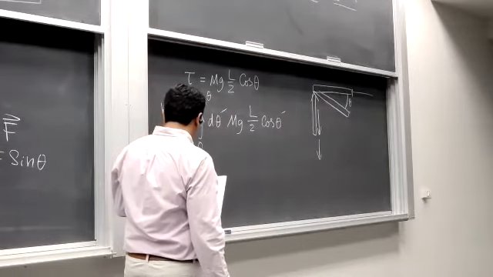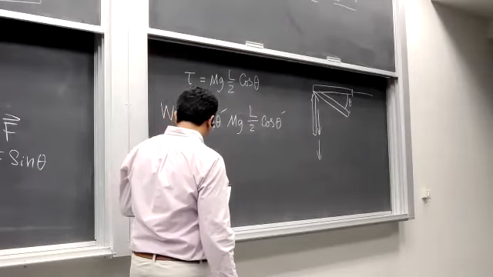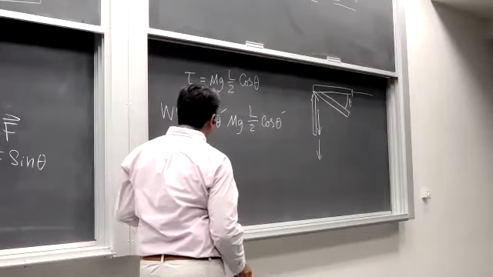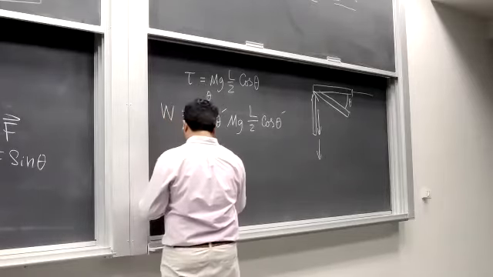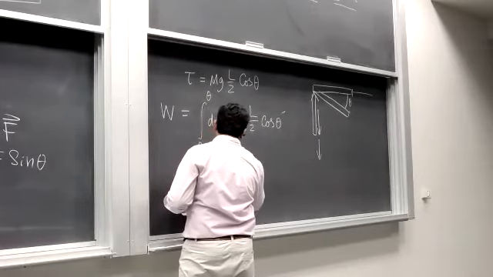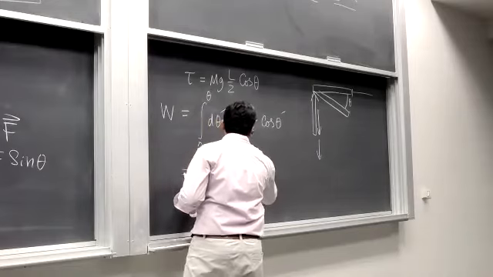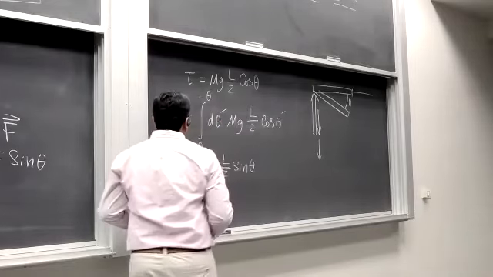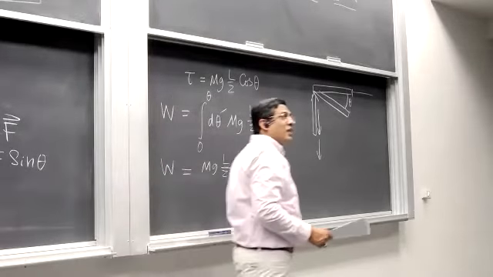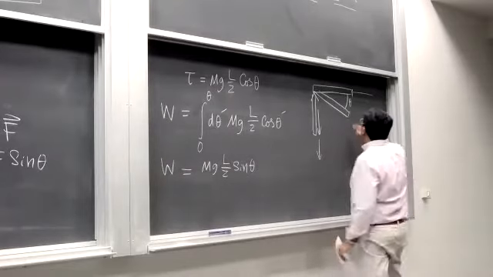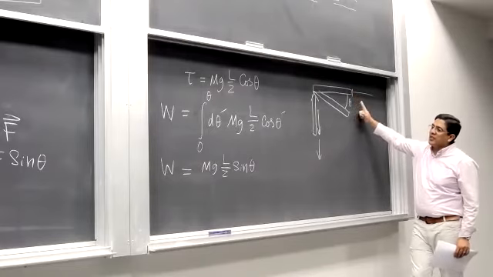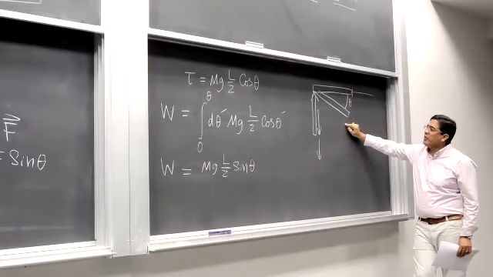So what is this integral then? Everything else is constant except for cosine theta. So the integral becomes mg L by 2 sine theta. So this is the work done by the torque, or the torque due to gravitational force, in rotating this rod by angle theta. So you can plug in the value of theta and figure out the maximum amount of work done.